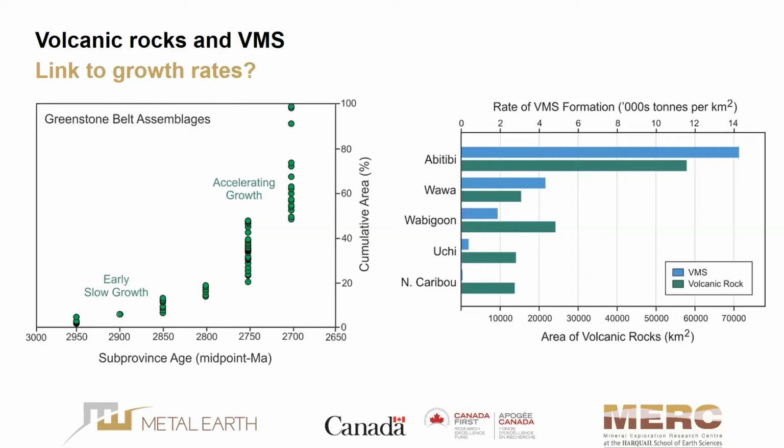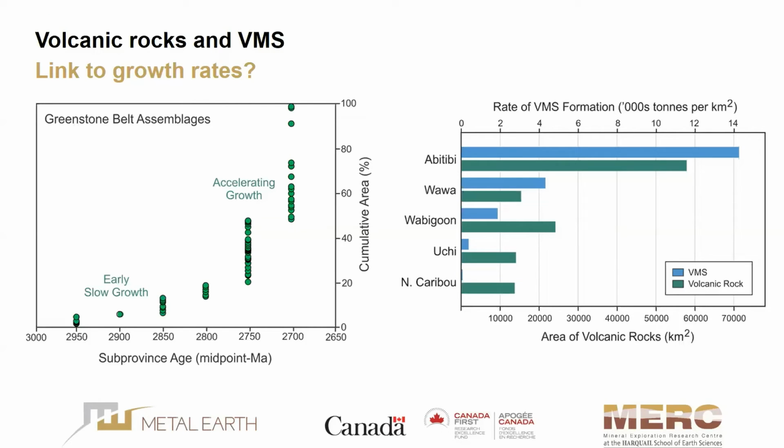And you can see that there's a clear step change at about 2750, which looks to represent accelerating growth, either as a result of faster spreading or, in my mind, more likely just more spreading centers. You can, of course, explain all of this away just by deeper erosion in the older terrains. But I would figure if preservation was the only factor, you would expect a linear increase and not an acceleration in the area of greenstone terrains.